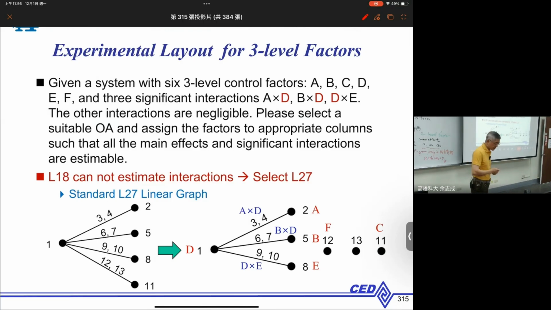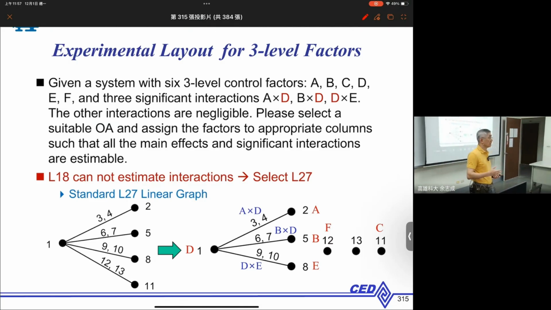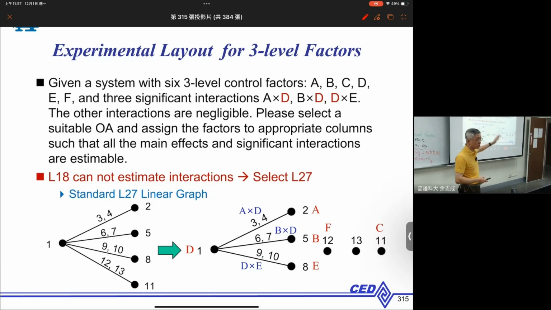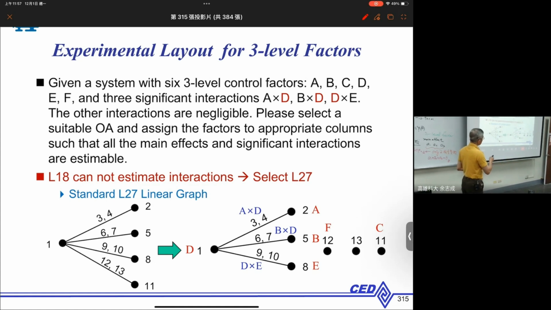Okay, in this example, since they are all explanations of how to use the linear graph, we don't have an exercise or homework. However, I suggest you look at the videotape more carefully, so you will know how to modify the linear graph and how to assign your factors to the linear graph.